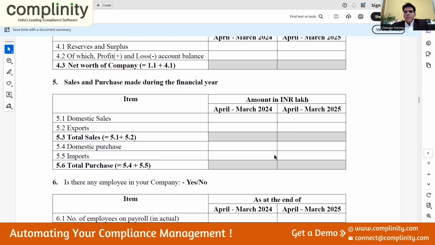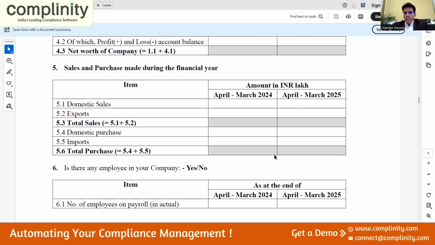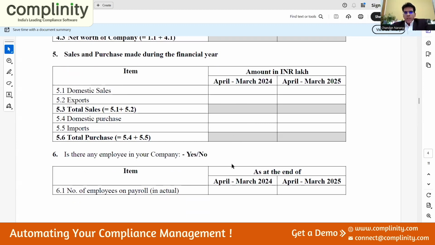Then you need to mention the sales and purchases made during the financial year. Domestic sales. So this is the sales which is appearing in your P&L. Domestic and export, you need to. So how do you find whether it is domestic or export? You have to go to the notes to financial statements wherein foreign exchange earning and outgoes are mentioned. So imports and export, etc. you will find there, and the balance is your domestic purchase, right?